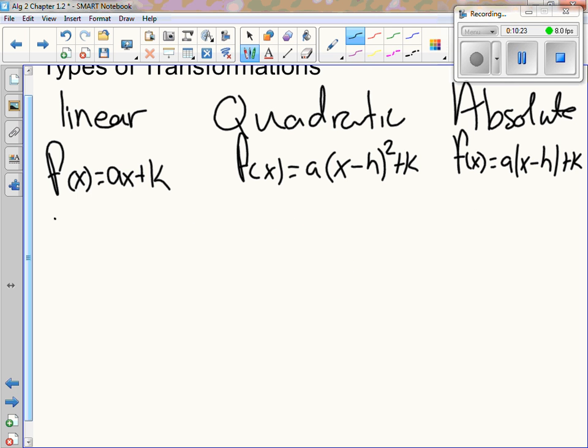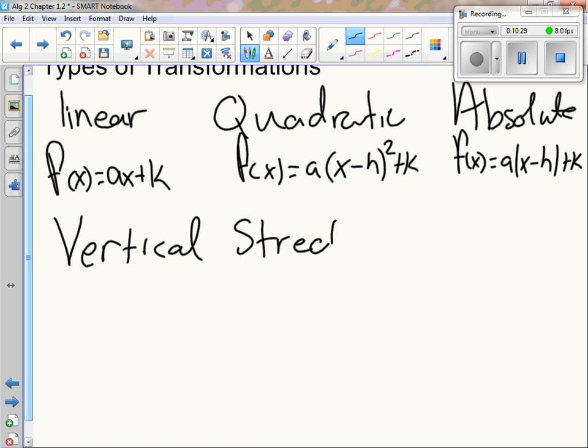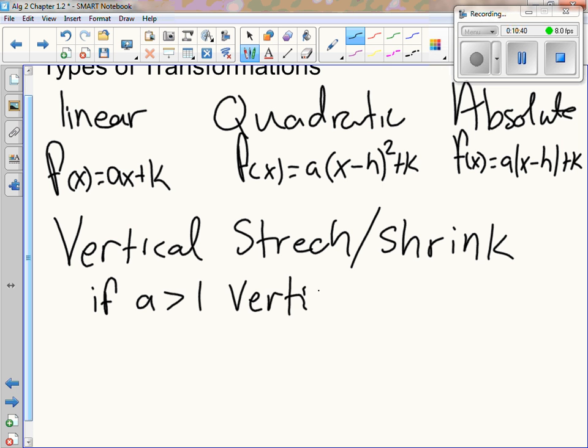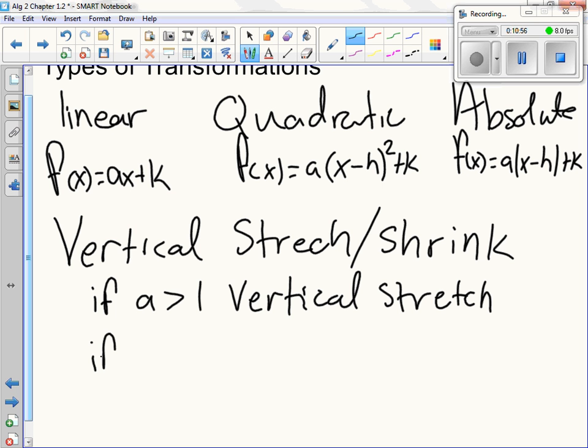The next one we have is vertical stretch/shrink. If A is greater than 1, it's a vertical stretch. If 0 is less than A is less than 1, we have a vertical shrink.